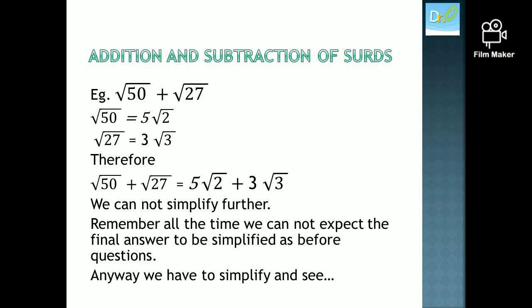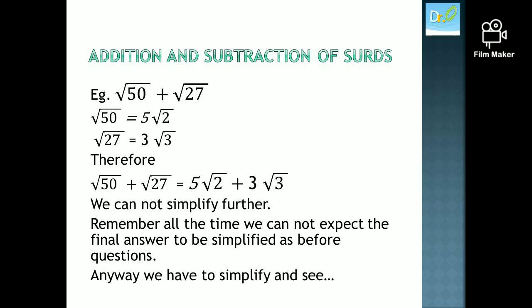In this example, we need to add root 50 plus root 27. If you write root 50 from the previous principles, you can write it as 5 root 2. Root 27 is 3 root 3. Therefore, if you add root 50 to root 27, the answer is 5 root 2 plus 3 root 3.